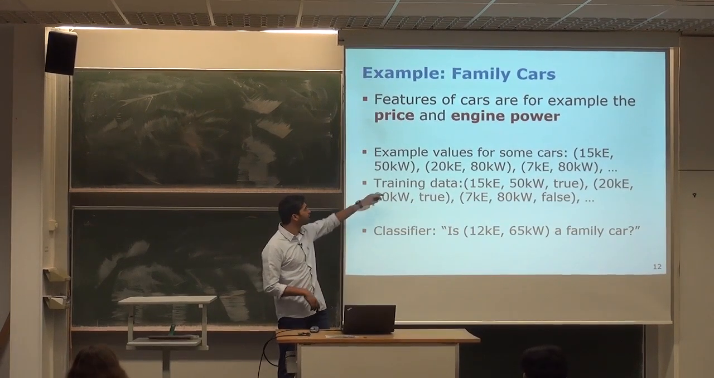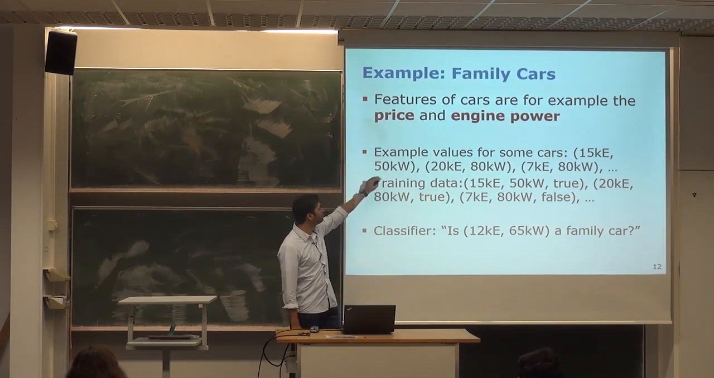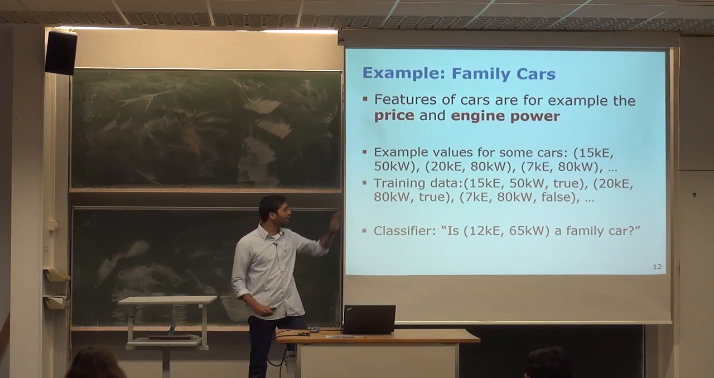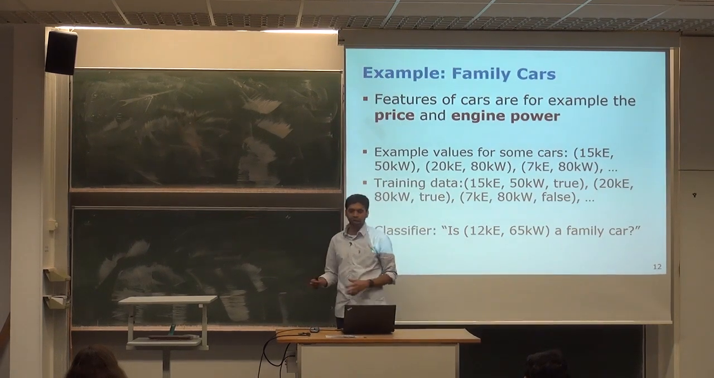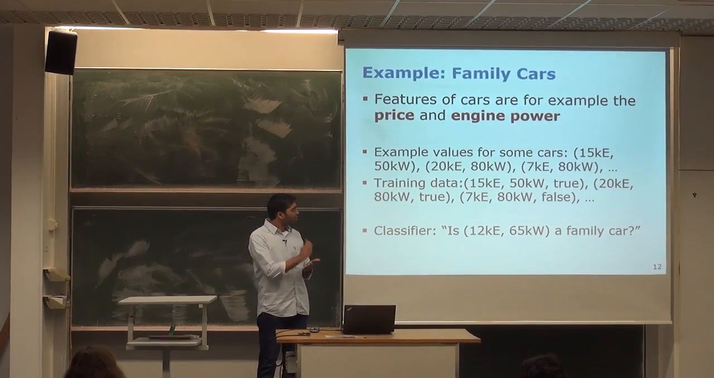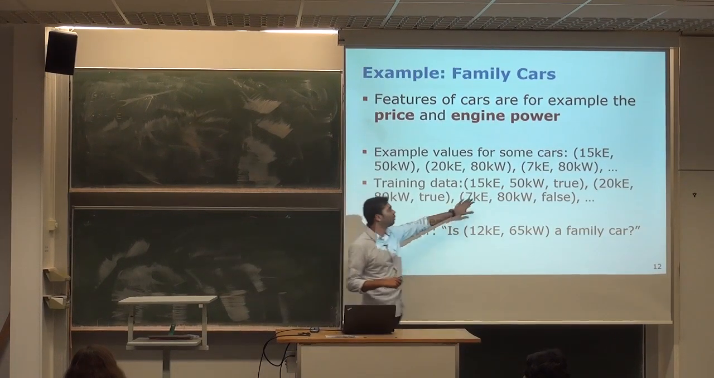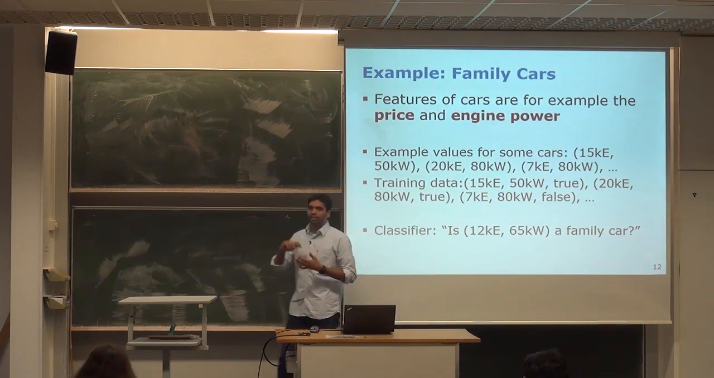For example, one car could be 15,000 euros with 50 kilowatts of power. Another car could be 20,000 euros with 80 kilowatts of power, and so on. So you have these features, this E, which represents a car. In our case, it doesn't matter what the color of the car is, but just the price and the engine power.